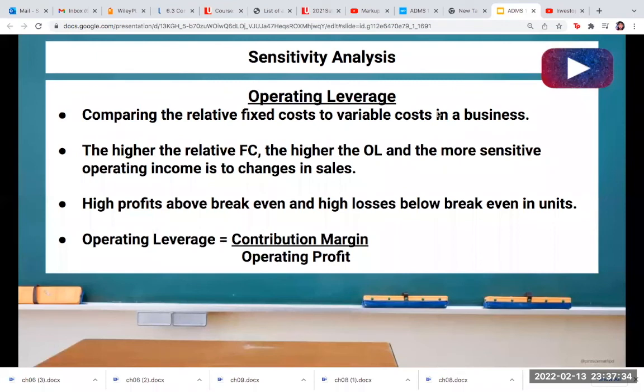So a business with a high operating leverage, if their sales increase above break even, an increase in sales will cause profits to increase by that same rate of that operating leverage rate. But if the sales fall below break even, then that same company with a high operating leverage is going to experience a drastic fall in operating income, or it's going to experience a high amount of losses.